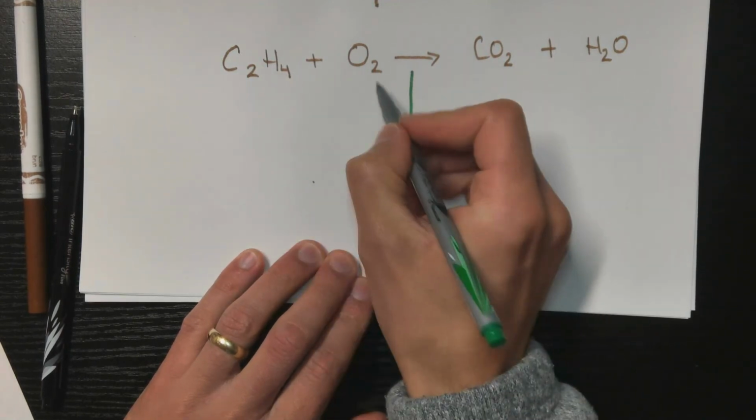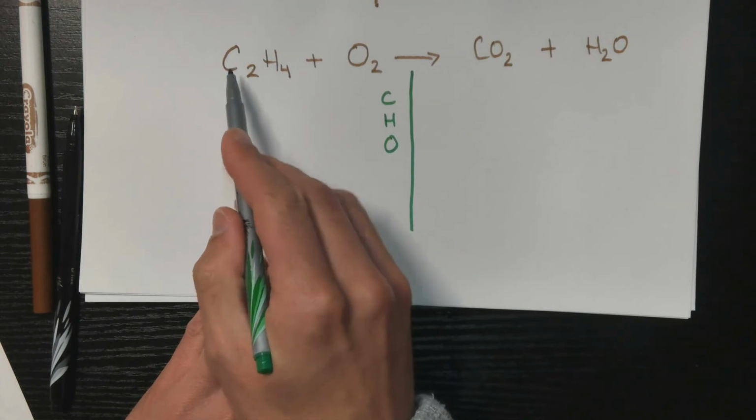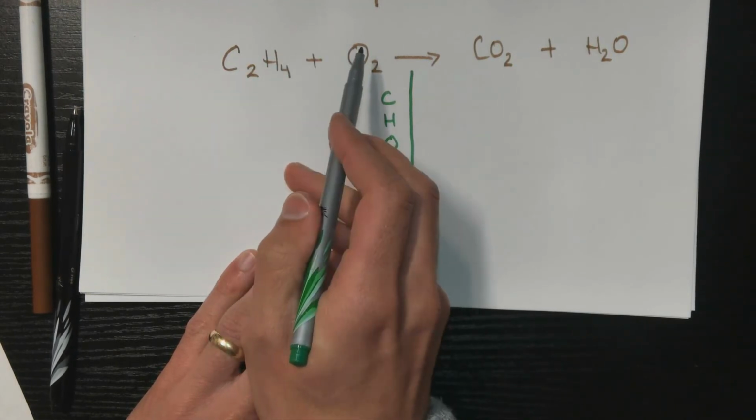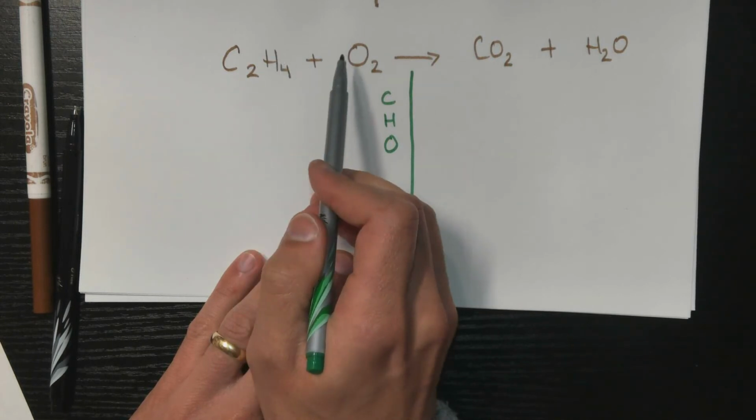Then we're going to list all of the different elements. Now you notice there are 3 elements in this one. So when you're starting to list them, just go from left to right. Carbon first, then hydrogen, then oxygen.